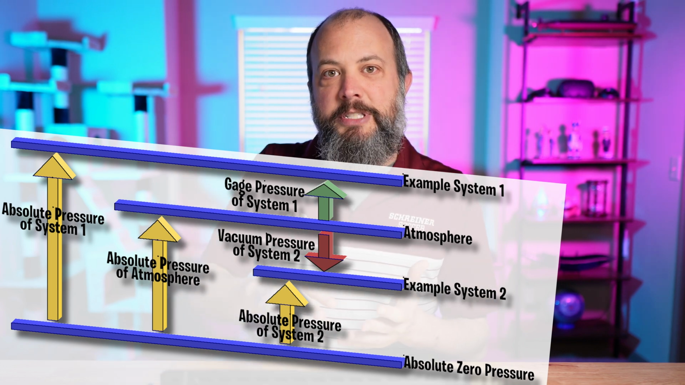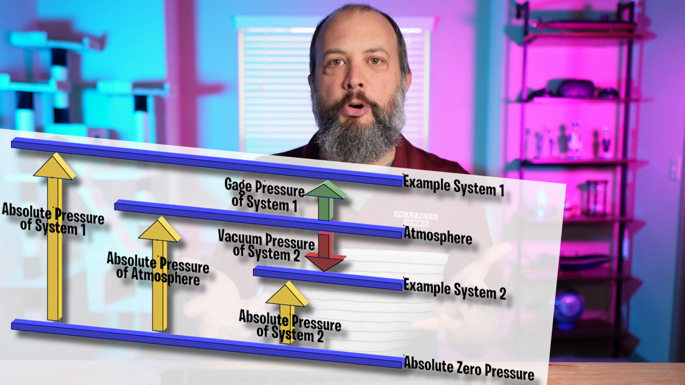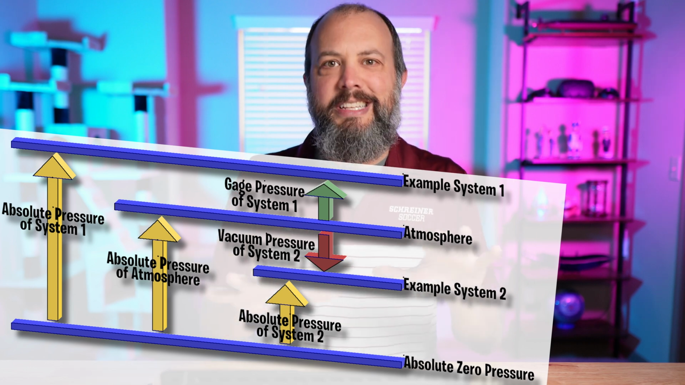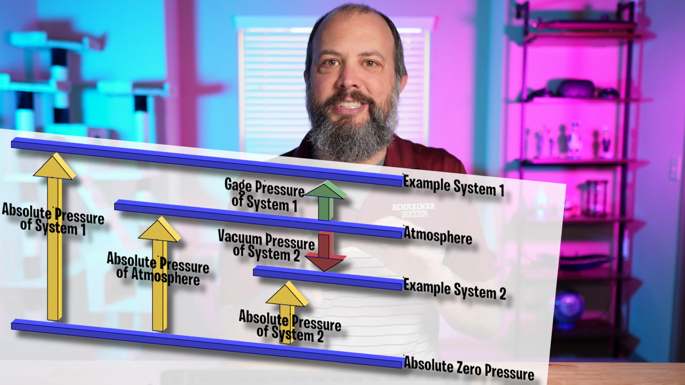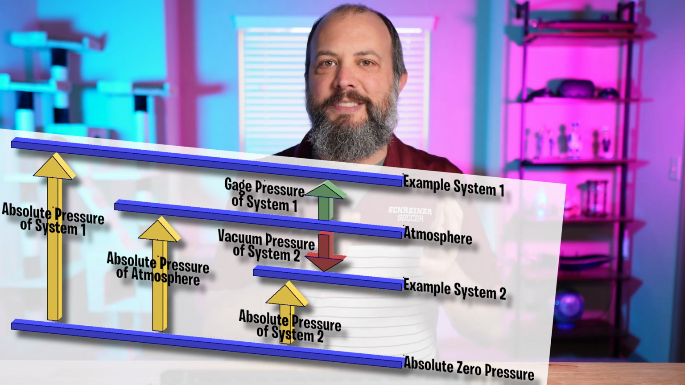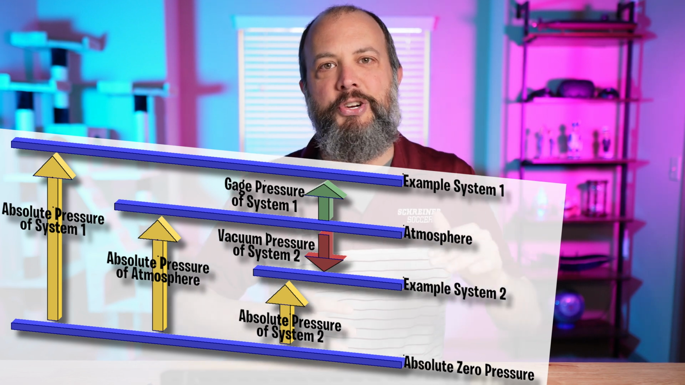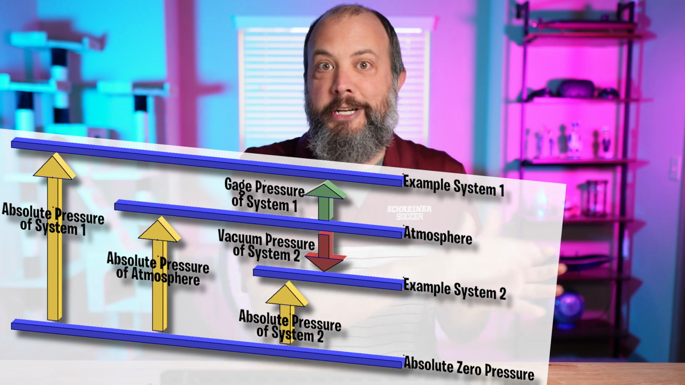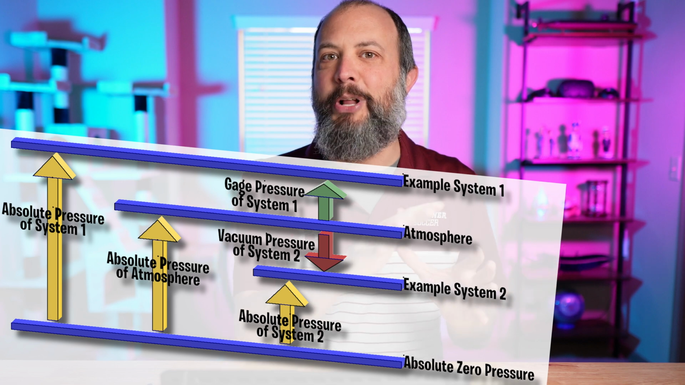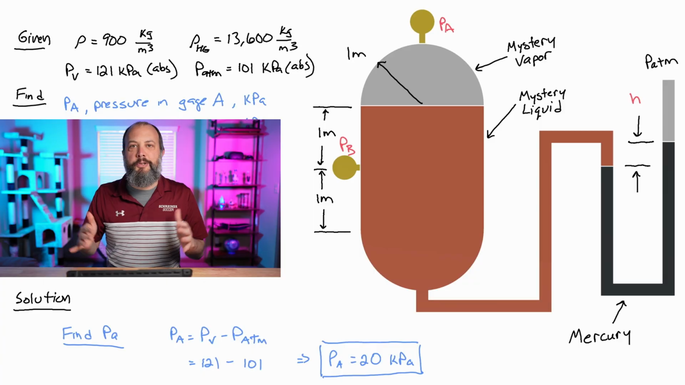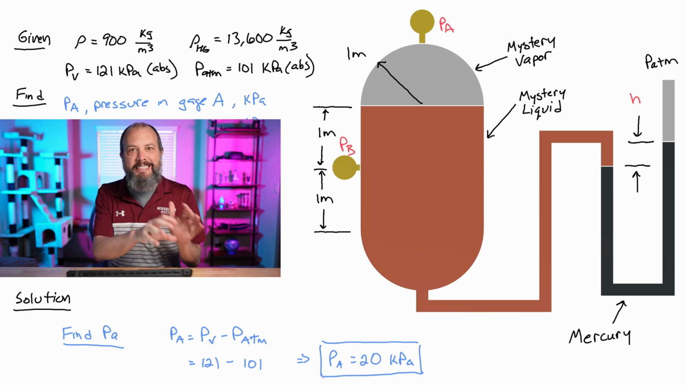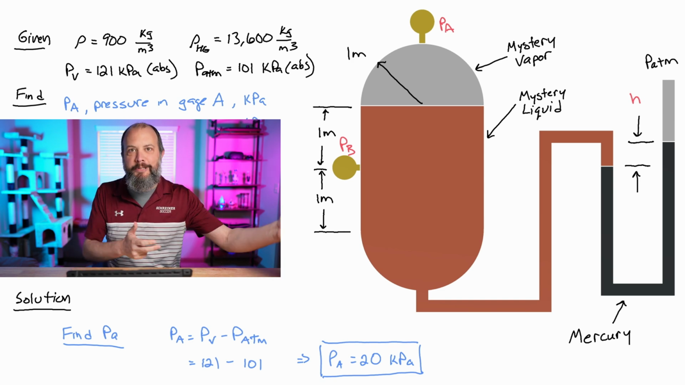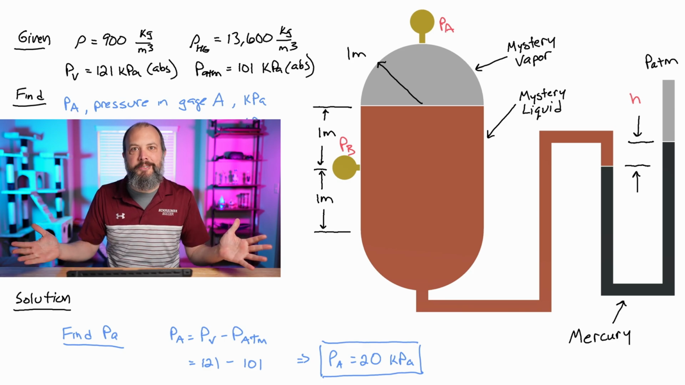And if you're below atmospheric pressure, that is vacuum pressure, where vacuum pressure is essentially the same thing as gauge pressure, it's just negative instead of positive, because vacuum would be below atmospheric and gauge pressure above atmospheric pressure. So vacuum pressure doesn't mean that it's at absolute zero or below absolute zero, it just means that it's below atmospheric pressure. So the pressure in sensor A is just going to be the difference between the vapor pressure inside the tank and atmospheric pressure outside the tank, 20 kilopascals. Boom, and just like that, a third of the way done with the problem.